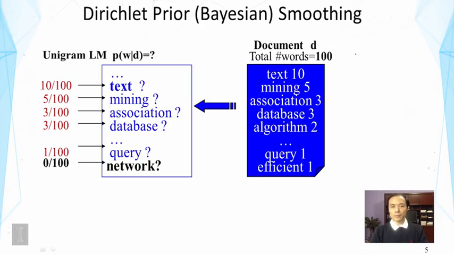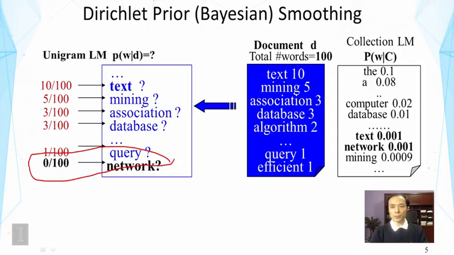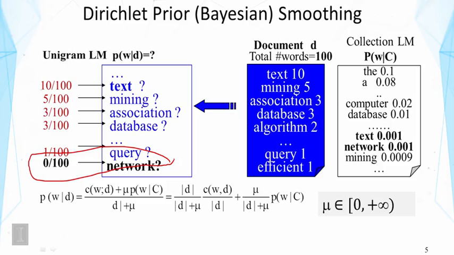So again, here we face the problem of a 0 probability for an unseen word like "network." Again, we will use the collection language model, but in this case, we're going to combine them in somewhat different ways. The formula first can be seen as an interpolation of the maximum likelihood estimate and the collection language model as before, as in the JM smoothing method. Only that the coefficient now is not a fixed lambda, but a dynamic coefficient in this form, where mu is a parameter. It's a non-negative value.